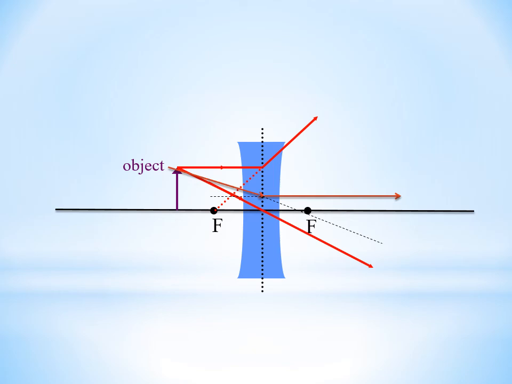After that we will draw the image at the point where the extensions of all refracted rays meet, this way. So the resulting image has many features. It is on the same side as the object, smaller than the object, and upright. So the features of the resulting image are diminished, virtual, and upright.